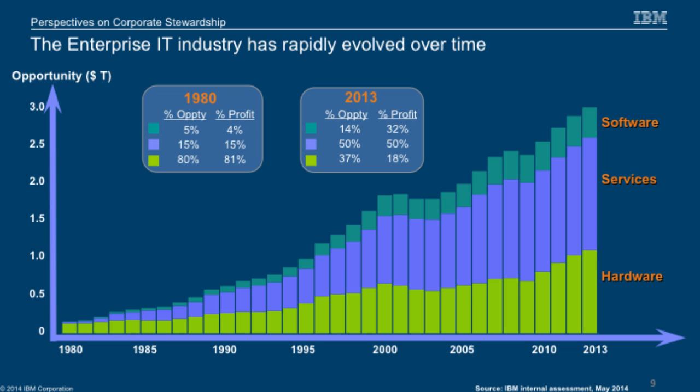Only 4% of the profit. This is very profitable, but only 5 and 4. And you can see hardware was 80% of the revenue pool and 81% of the profit pool. Fast forward to 2013, and now we have only 14% of the revenue in software, but a third of the profit pool sits in software within, again, enterprise IT, and it's come all from the hardware side of the business.